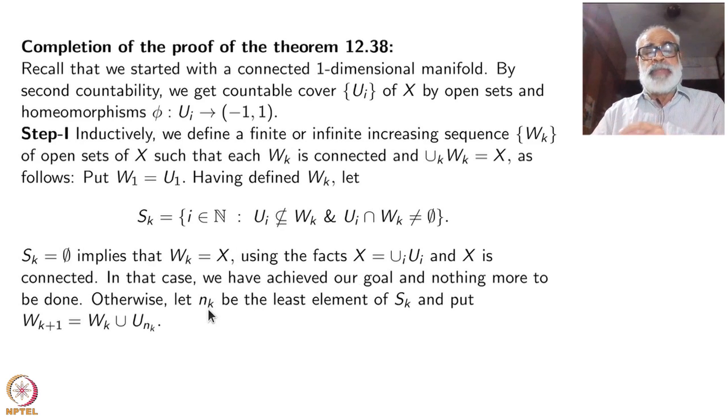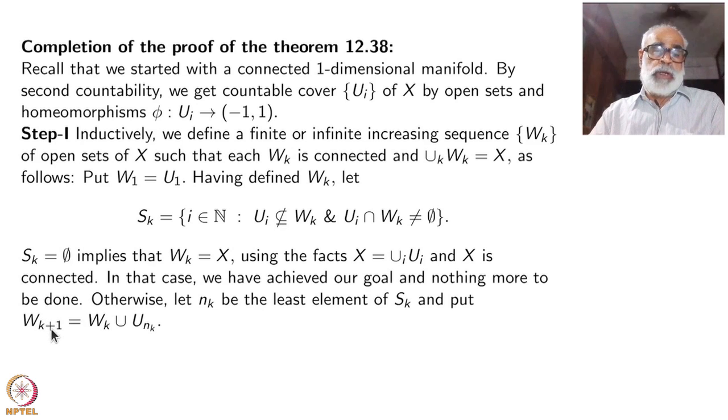Otherwise, take the minimum nk, which depends upon k, and take u_nk. Put w_{k+1} equal to wk union u_nk. So in the first case, it is u1, and w2 will be u1 union u_n1. Then the next one will be u_n2 and so on. The u_n are selected from this collection. Several of them may be left out, maybe all of them will come, but they will come only the way they intersect the previous thing, whatever has been constructed.